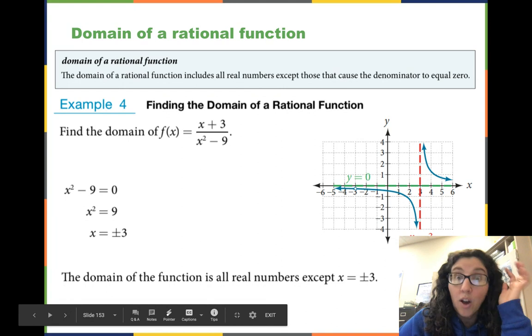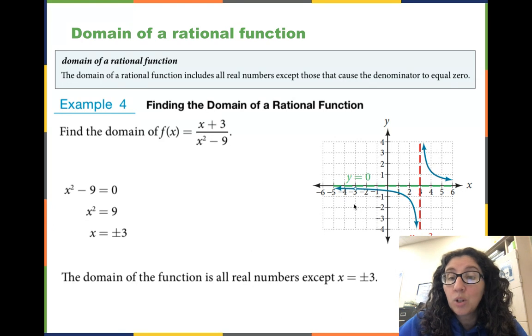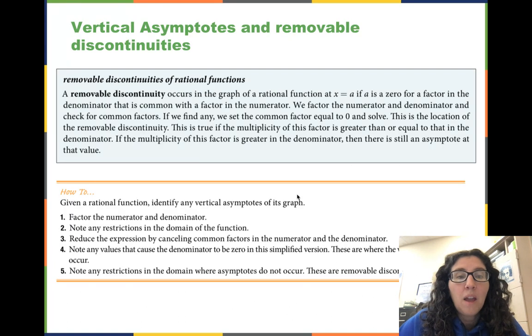And this is kind of a preview, a foreshadowing of what we're going to talk about. What happens at those two places? Well, sometimes you get a vertical asymptote, and sometimes you get a little hole in the function. Okay? All right, so let's talk about those two things, vertical asymptotes and removable discontinuities. We've already talked about vertical asymptotes. So what is a removable discontinuity? It happens in the graph of a rational function at x equals a if a is a 0 for a factor in the denominator that's common with a factor in the numerator.